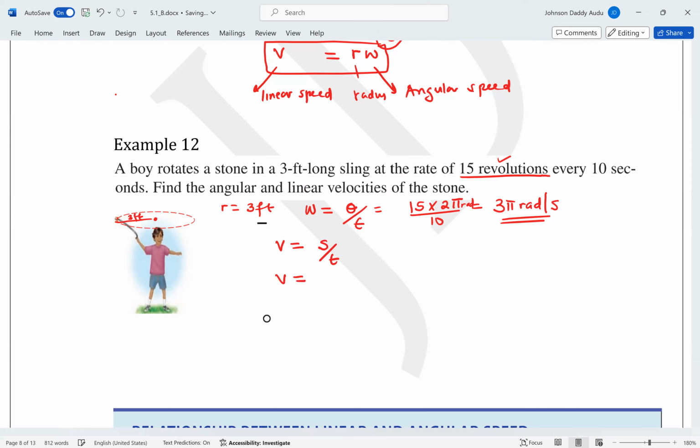If we remember, we can use S to be r theta, right? So we just have r theta, something like this. And what is that r here? Remember, r is what? R is 3, right? R is 3 feet. Then we can just multiply by what? We can just multiply by this one. So this is just like we have 3 times what? 3 pi rad. And this should give us 9 pi feet per second.